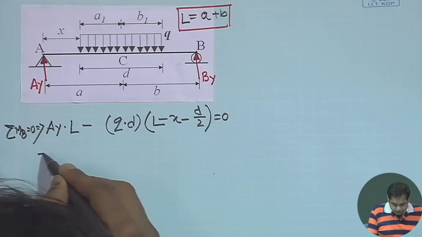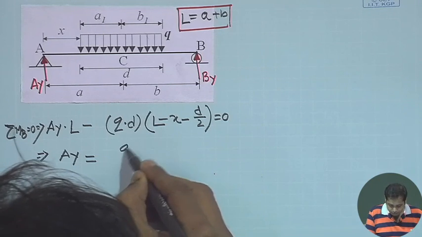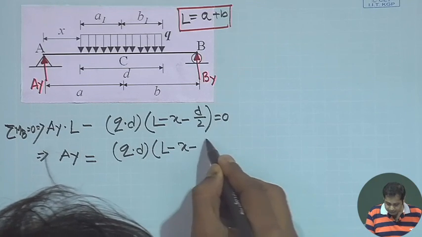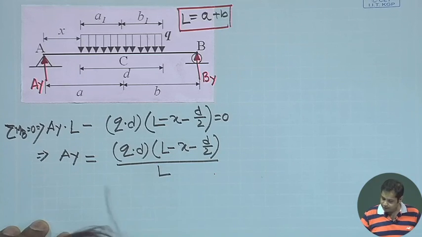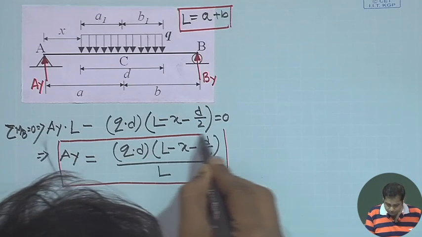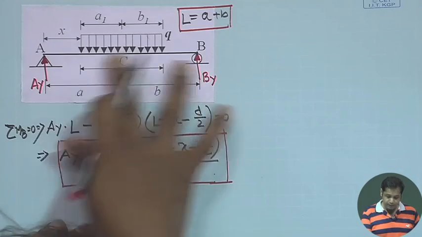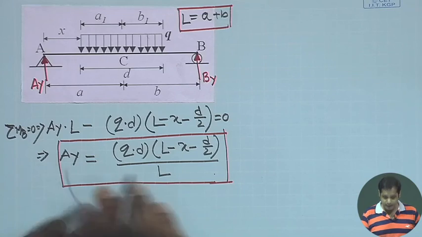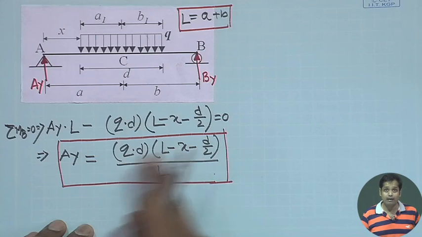Now, this gives us Ay is equal to QD into (L minus x minus D by 2) divided by L. This is the support reaction. So it is a function of x. If the load changes position, naturally the support reaction will change as per this. Again, you see this variation is a linear variation.